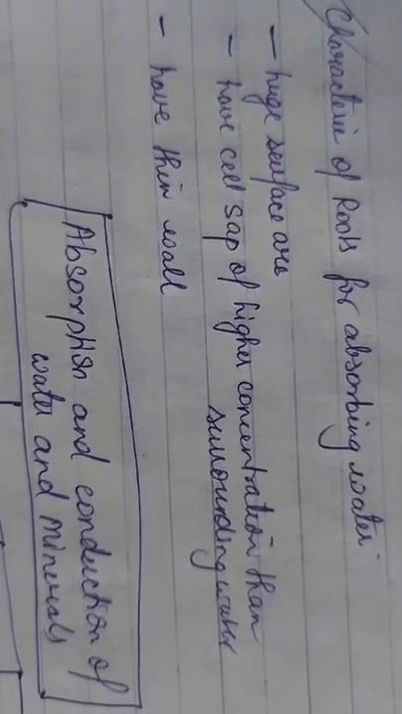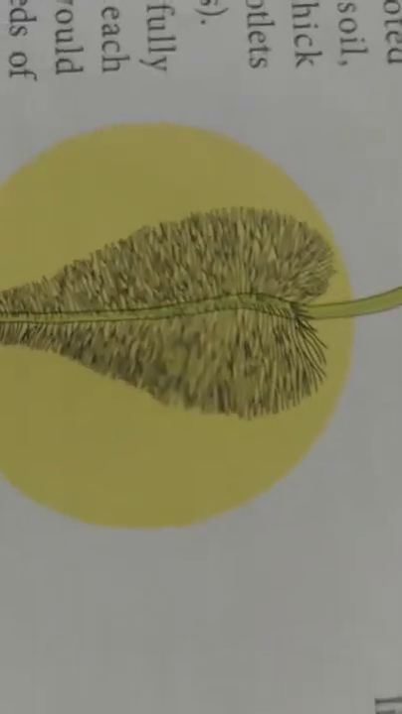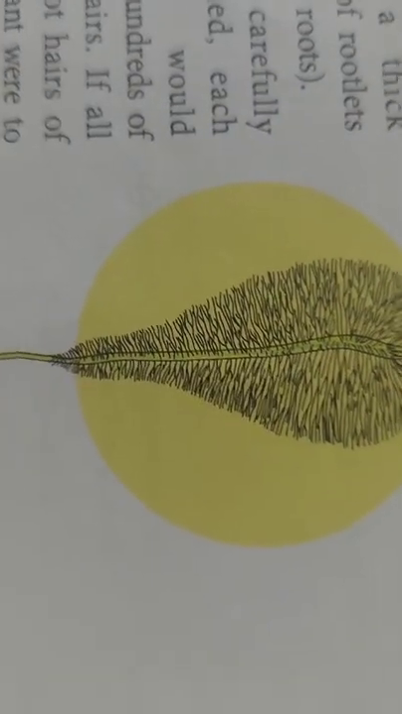Now, characteristics of the root for absorbing water. Now we are going to study the characteristics of the root for absorbing water. First of all, the first characteristic is that the roots have a huge surface area. Here we could see that roots have a huge surface area. Due to this huge surface area, the root can absorb the water, and several hairs are there.